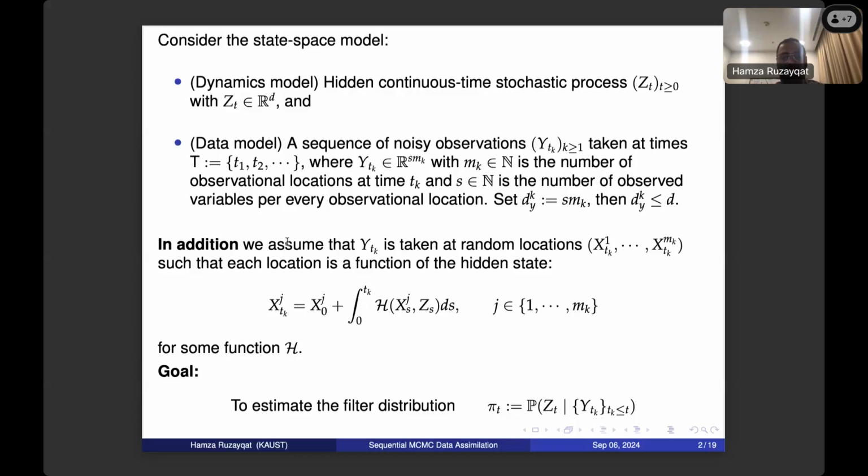In addition, and that's why this method was developed for this problem, we assume that the locations of these observations, x_tk1 up to x_tk m_k at time k, are random, so they are not certain. And we assume that these locations are a function of the hidden state that we are trying to infer. So it's given through this integral here, where h is some function of the hidden state Z_s.